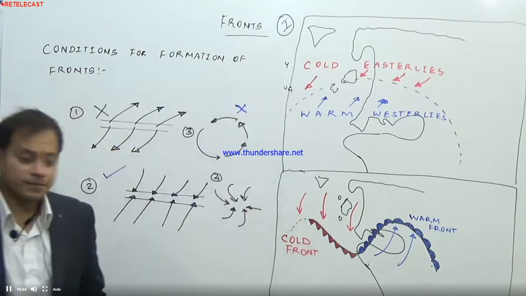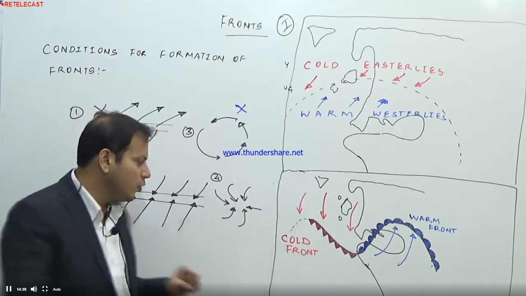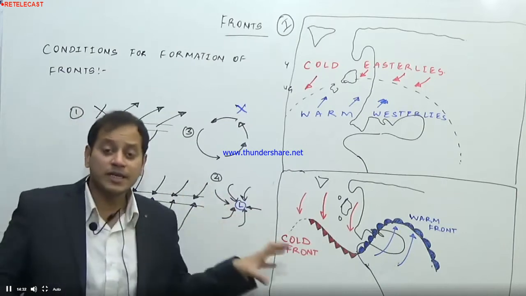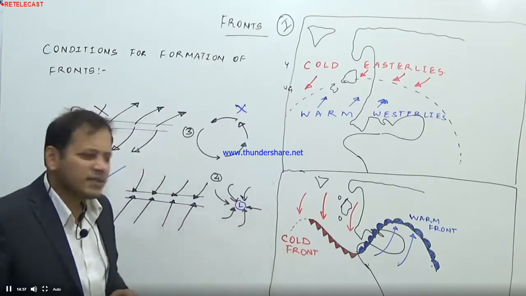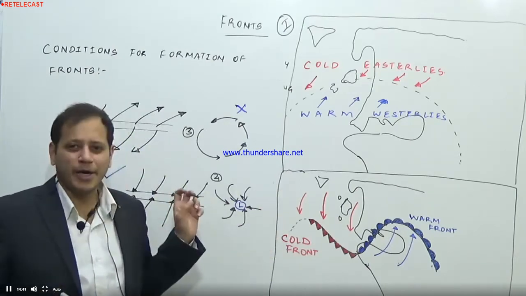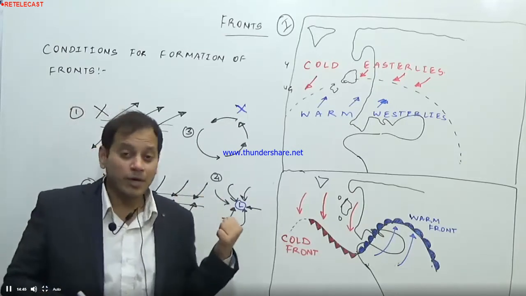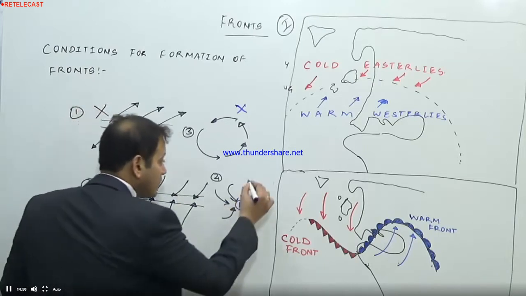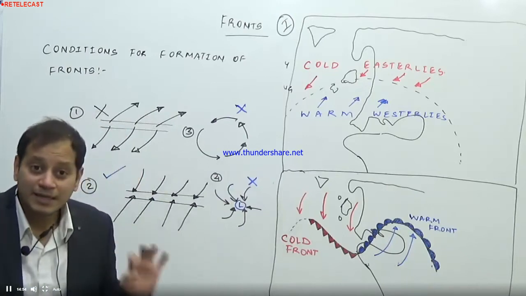Now the fourth, here you can say there are two different types of air masses and there is a low pressure center over here, and the winds from all other sides are attracted towards the low pressure center. But again, there is no proper convergence of wind along a line. It is along a point. When the convergence occurs along a point, we call them cyclones and not fronts. So even this is not a condition for the formation of fronts.